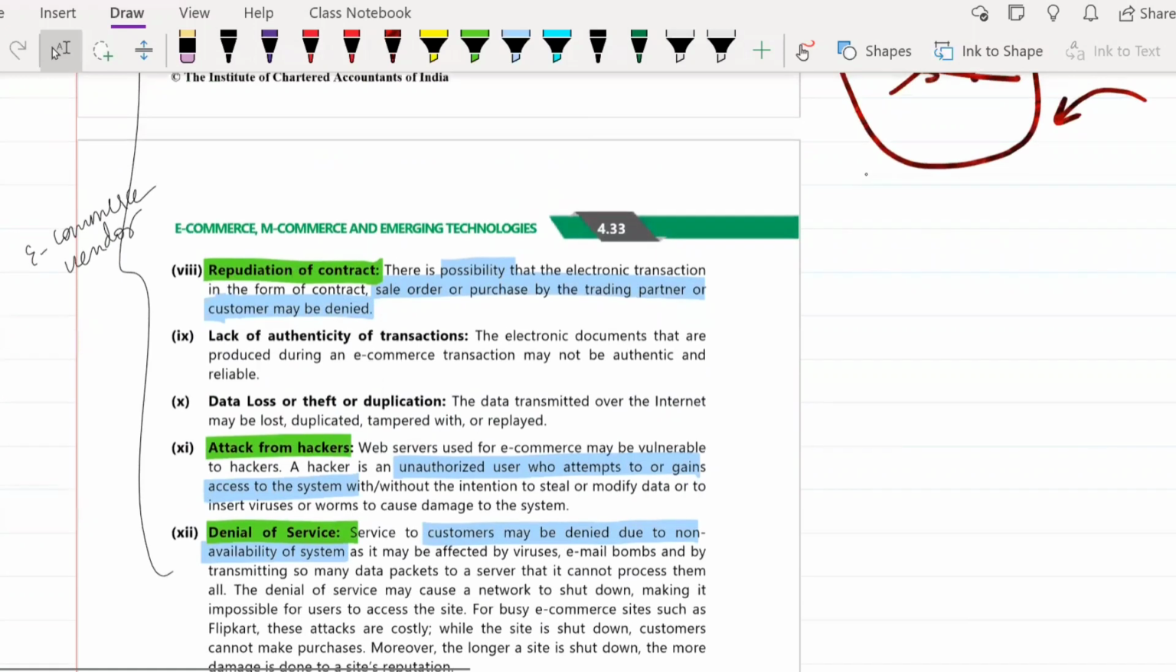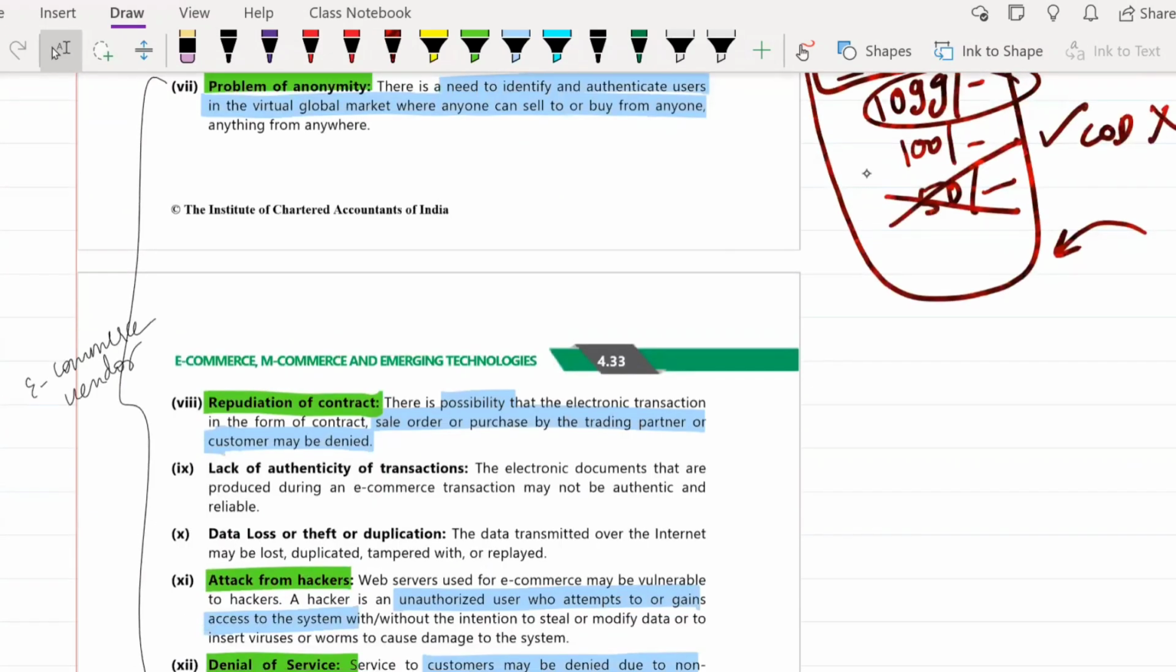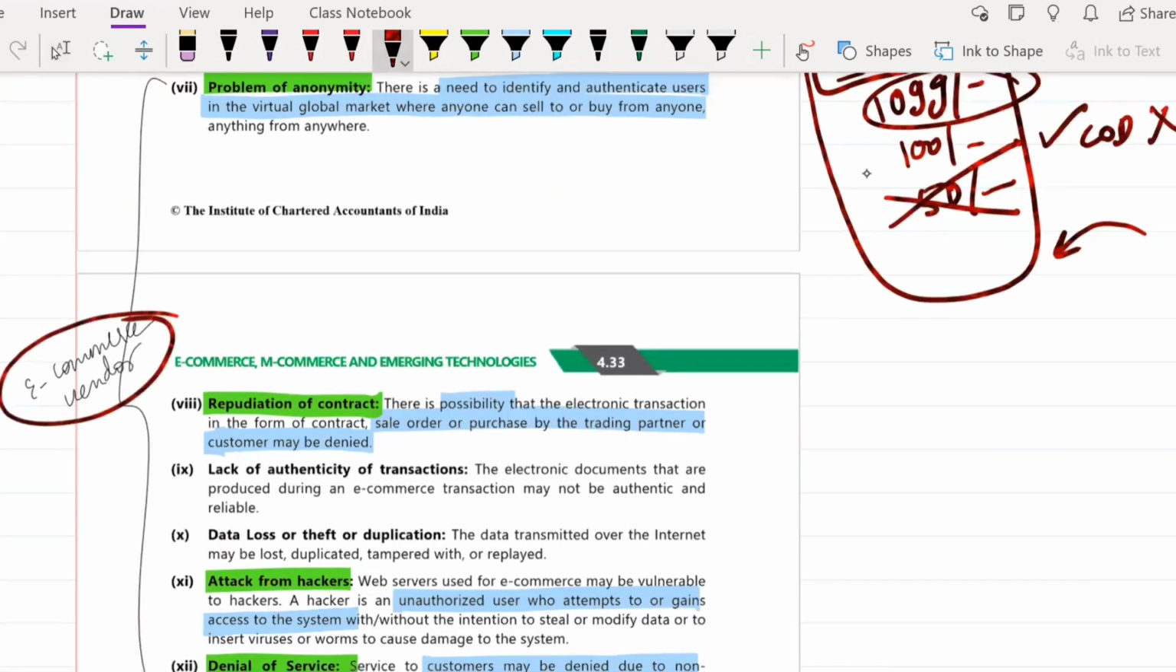Now we are going to understand the problems that an e-commerce vendor is going to face. This differentiation, that these are customer problems or user problems or e-commerce vendor problems, I have done from my end. This is not given in the book. So whenever you write about risks, you can be indifferent towards any of these.